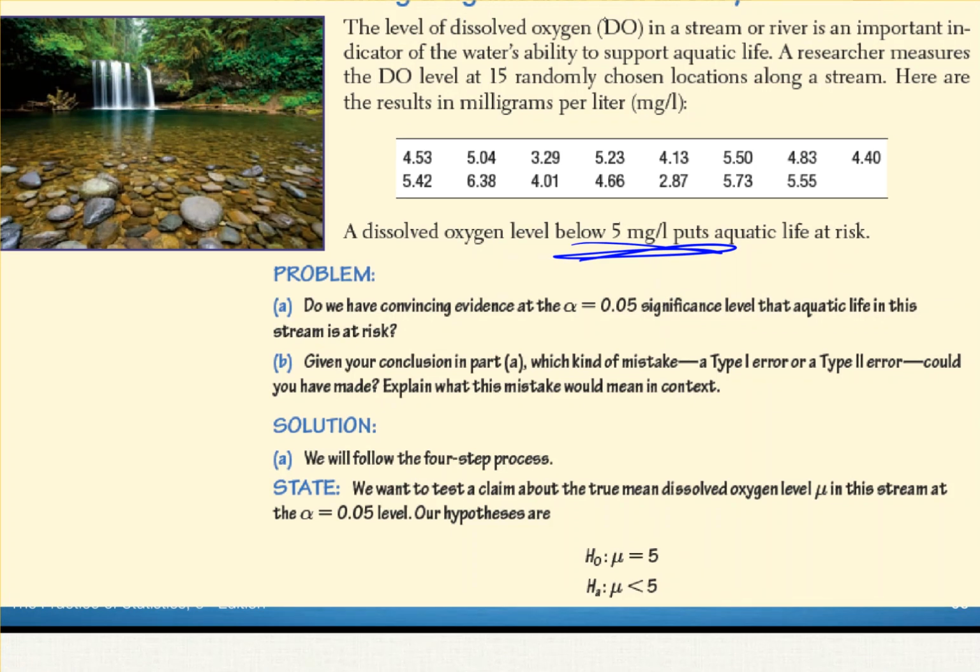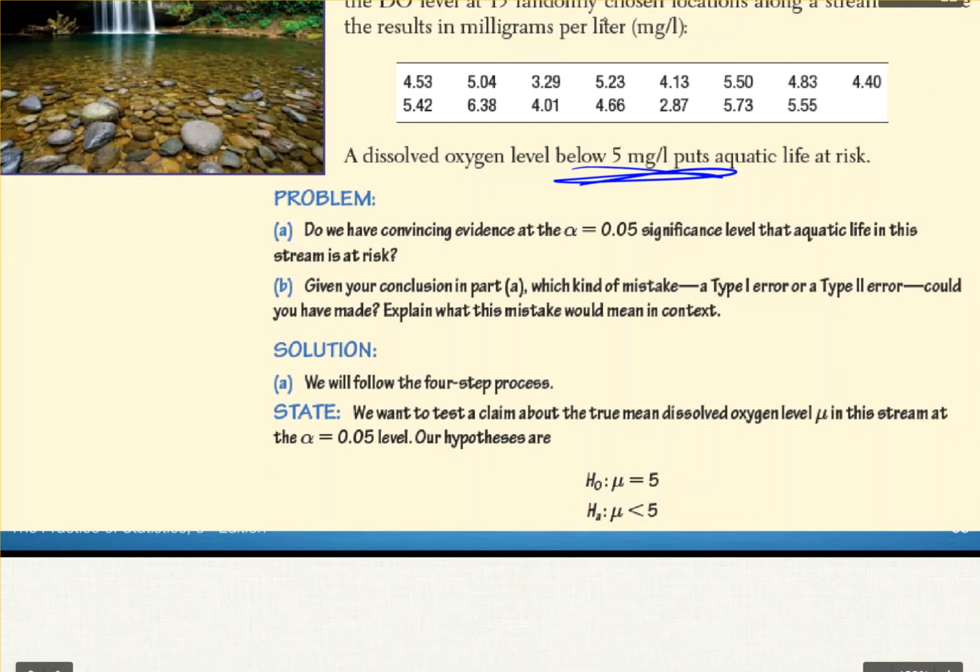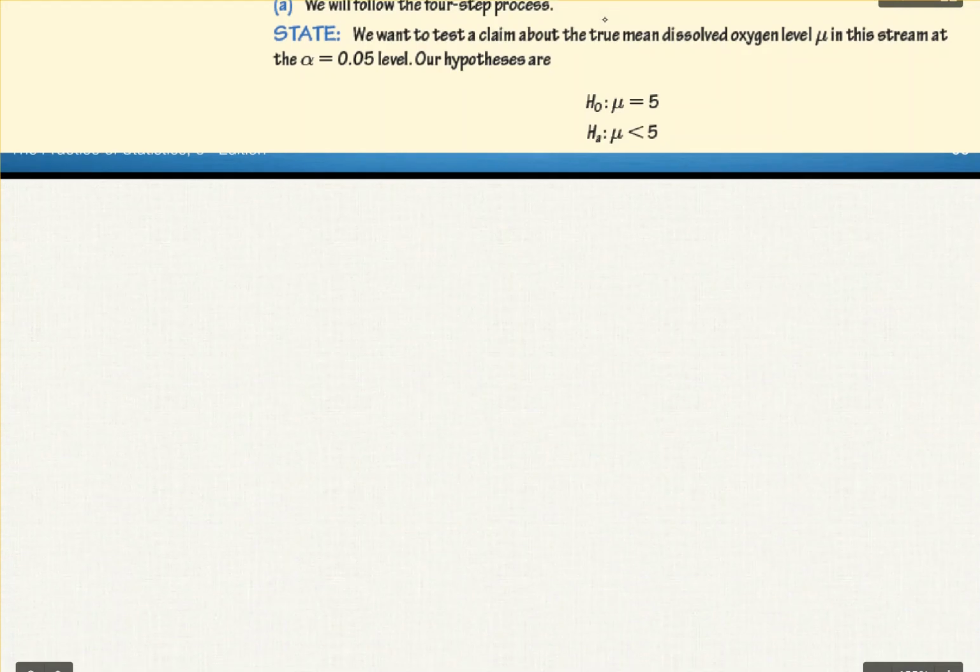So if we reject our null hypothesis, then we would think that the river would not be able to support aquatic life. If we fail to reject, then we would say we failed to find convincing evidence that the river would have put aquatic life at risk. Again, notice we fail to reject. We don't say no, the river can support aquatic life. No, we fail to say that we don't have enough convincing evidence to say that it does put aquatic life at risk.